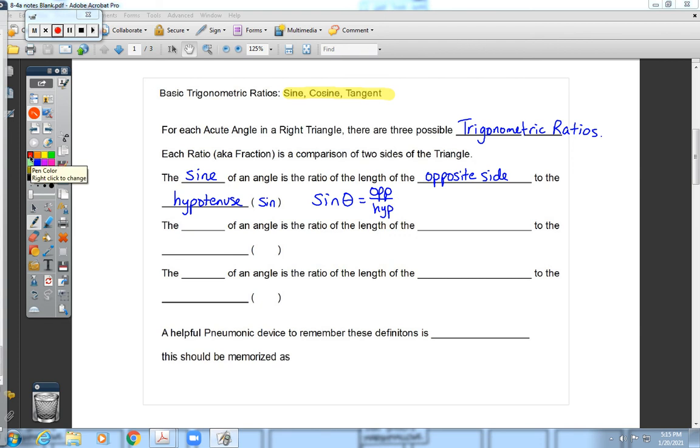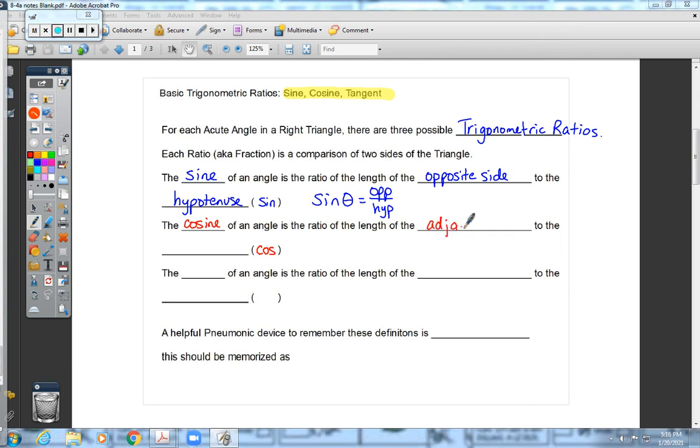Our second new vocabulary word is cosine, C-O-S-I-N-E, which is abbreviated C-O-S, and is the second of the 3 trig buttons on every scientific calculator. The cosine of the angle is the ratio of the length of the adjacent side to the hypotenuse. Similar notation has us writing out that the cosine of a given angle is equal to adjacent over hypotenuse.